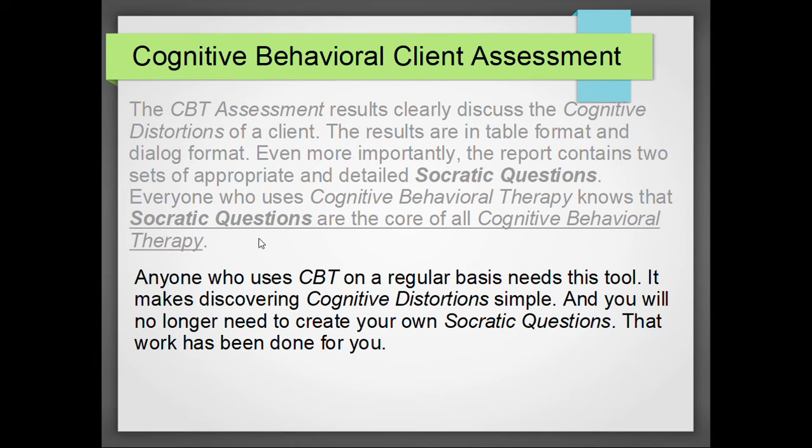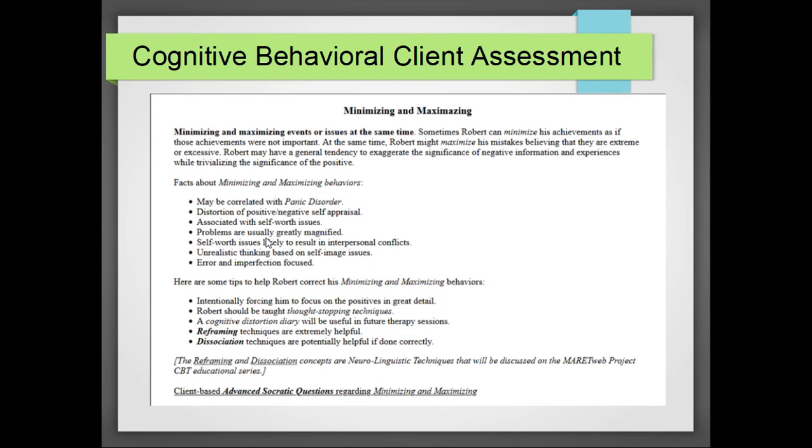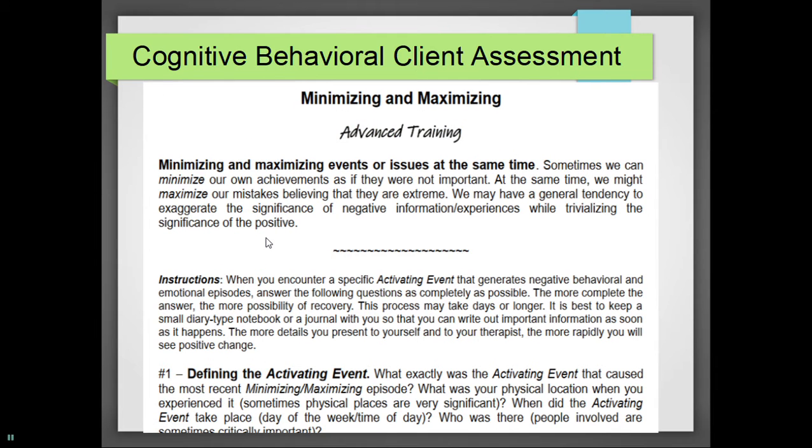Anybody who uses or wants to use CBT on a regular basis needs this tool. You can discover cognitive distortions instantly, and you've got a ton of Socratic questions that have already been done for you. You don't have to do those. And here's what a set of results looks like. Details for every one of the 13 the person scores out on. Here's what advanced Socratic questions look like.